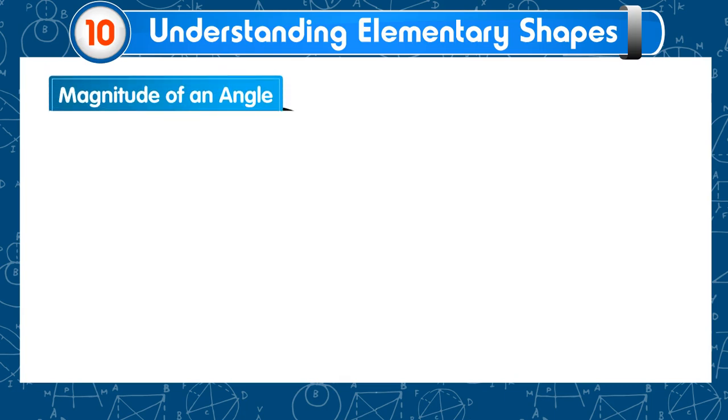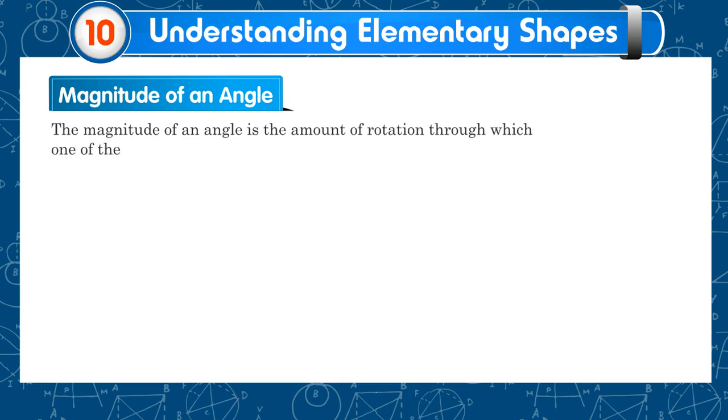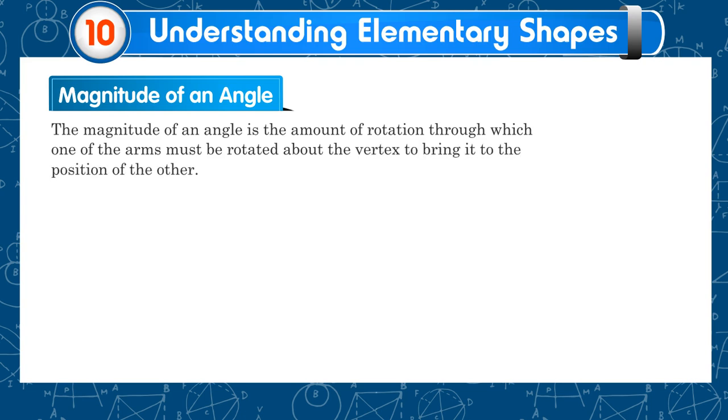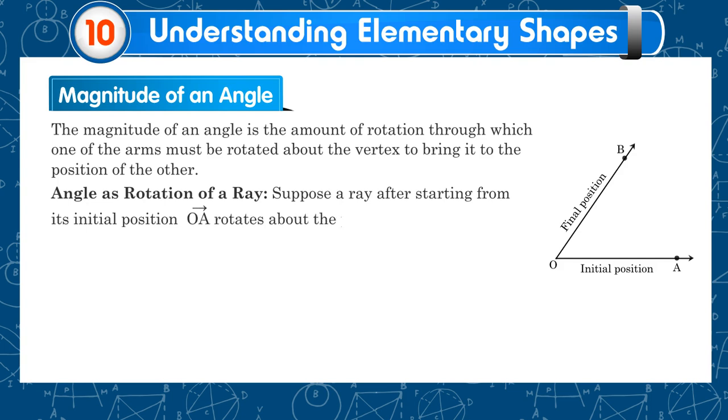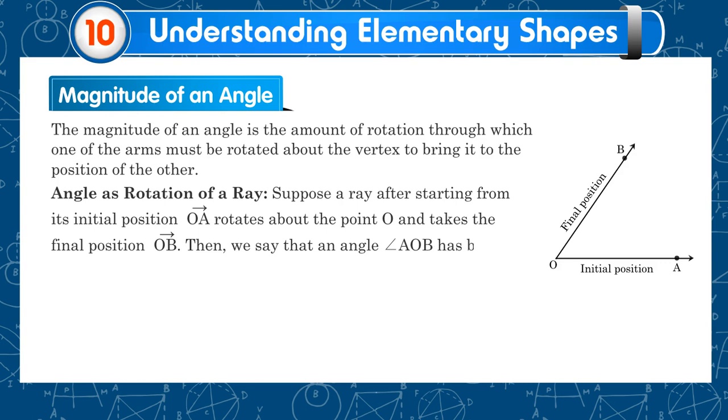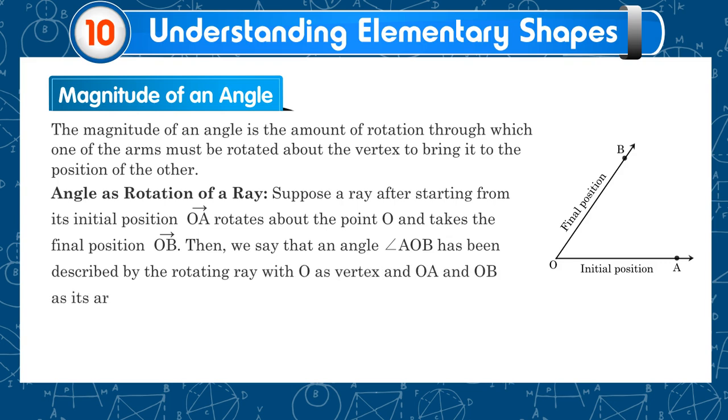Magnitude of an angle. The magnitude of an angle is the amount of rotation through which one of the arms must be rotated about the vertex to bring it to the position of the other. Angle as rotation of a ray. Suppose a ray after starting from its initial position, ray OA, rotates about the point O and takes a final position, ray OB. Then we say that an angle AOB has been described by the rotating ray with O as vertex and OA and OB as its arms.